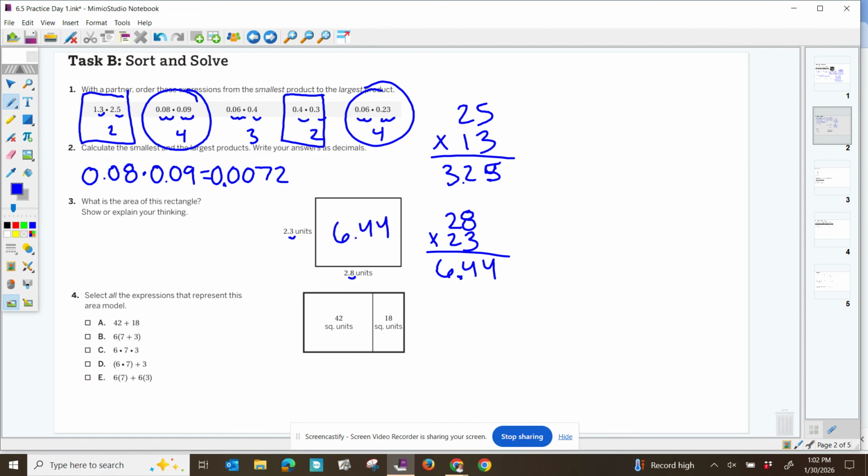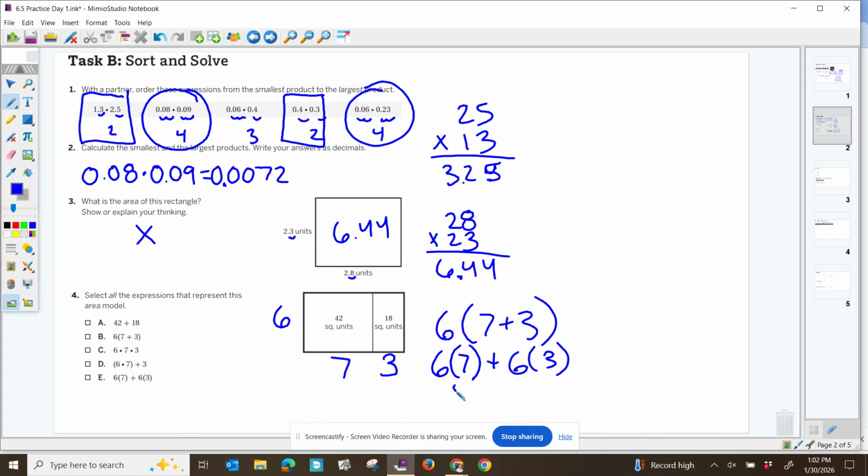So show or explain your thinking. I just showed it. You multiply. Here, the bottom one, 42 and 18. 6 totally works with both of those. 6 times 7 is 42. 6 times 3 is 18. So this could also be a 6 times 7 plus 3. It could be a 6 times 7 plus a 6 times 3. Or, the way it started, 42 plus 18. Yeah, I think that's about it. 42 plus 18, check. 7 plus 3 times 6, yep, got it.